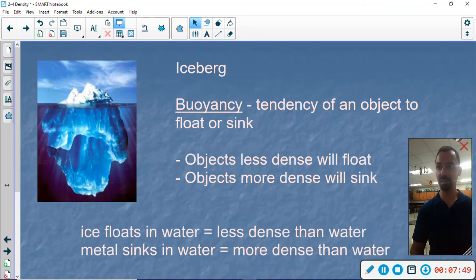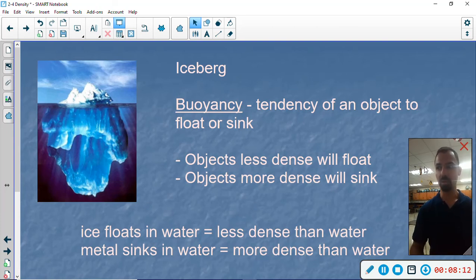So buoyancy is the tendency of an object to float or sink. Objects that are less dense will float. Objects that are more dense will tend to sink. So ice floats in water because it is less dense than water. Metal, on the other hand, sinks in water because it's more dense than water.